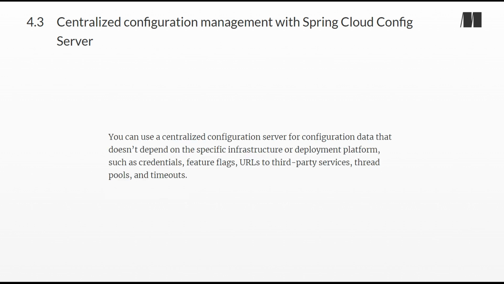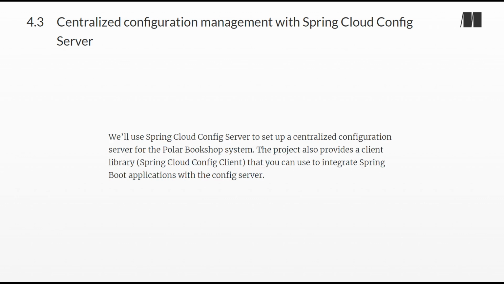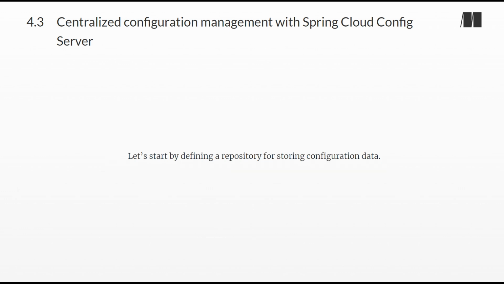Note: you can use a centralized configuration server for configuration data that doesn't depend on the specific infrastructure or deployment platform, such as credentials, feature flags, URLs to third-party services, thread pools, and timeouts. We'll use Spring Cloud Config Server to set up a centralized configuration server for the Polar Bookshop system. The project also provides a client library, Spring Cloud Config Client, that you can use to integrate Spring Boot applications with the config server. Let's start by defining a repository for storing configuration data.